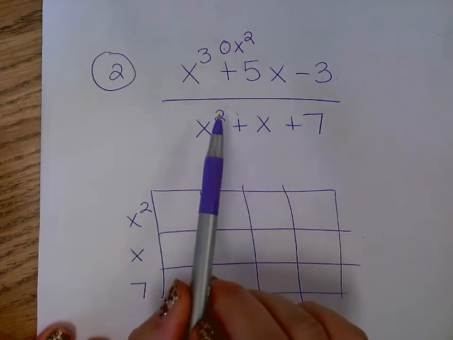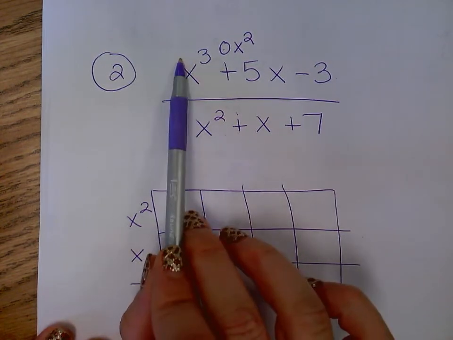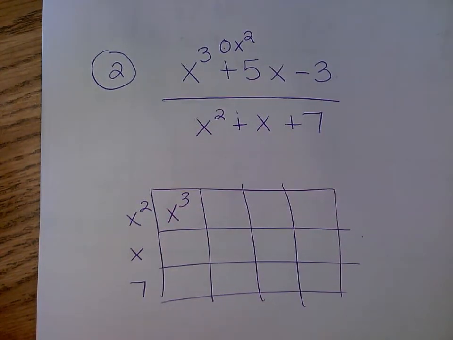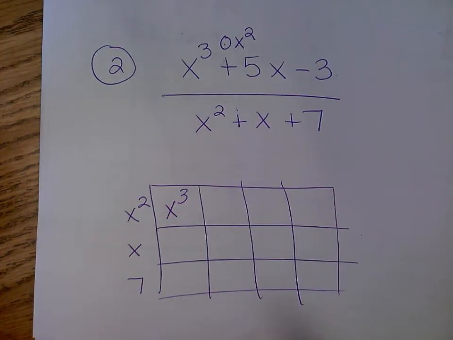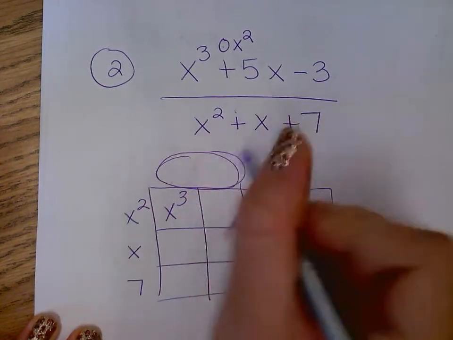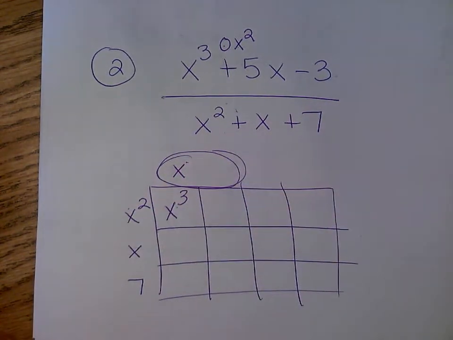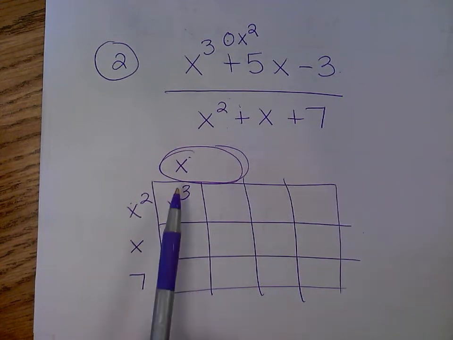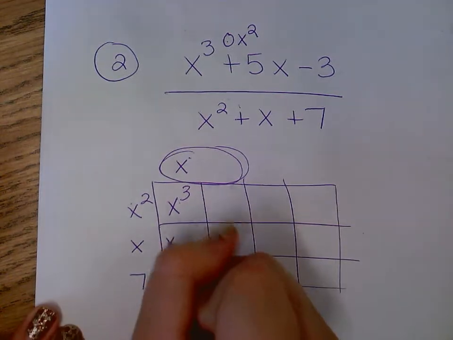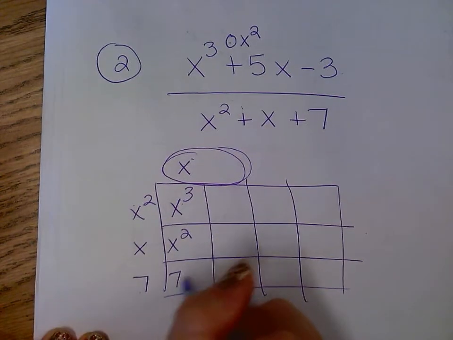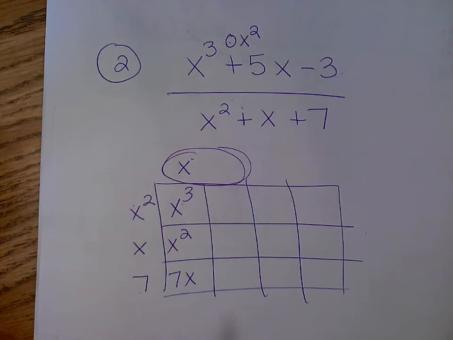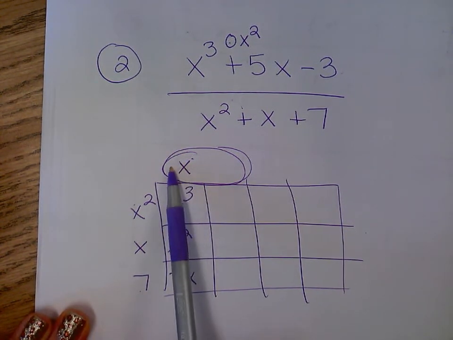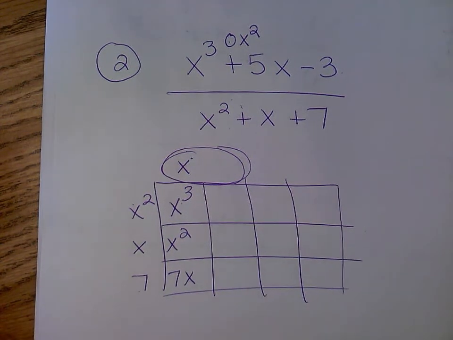But my first dividend term is x cubed. So I'm going to put x cubed in the first box, top left. And my quotient is going to show up here. So x times x squared is x cubed. And now you're going to multiply to get the two lower boxes, x times x, x squared, and x times 7, 7x. So you put your dividend in the top left, you figure out what goes in your quotient, and you multiply all of them all the way down.